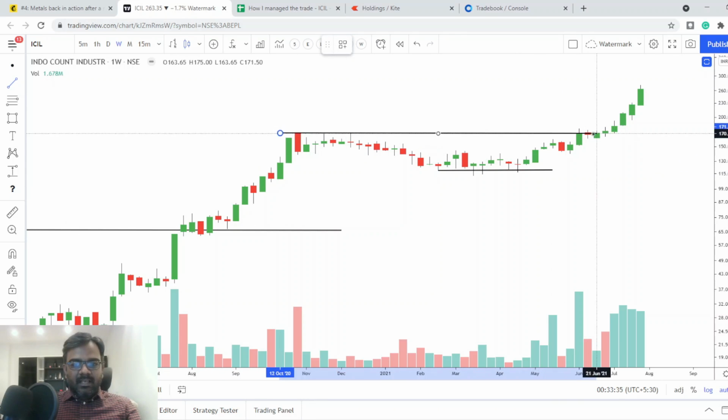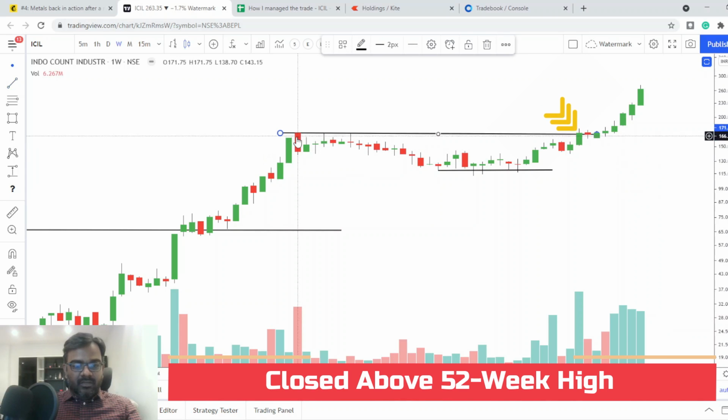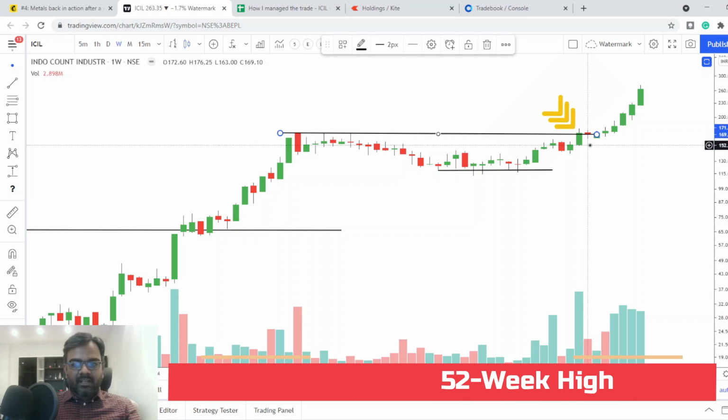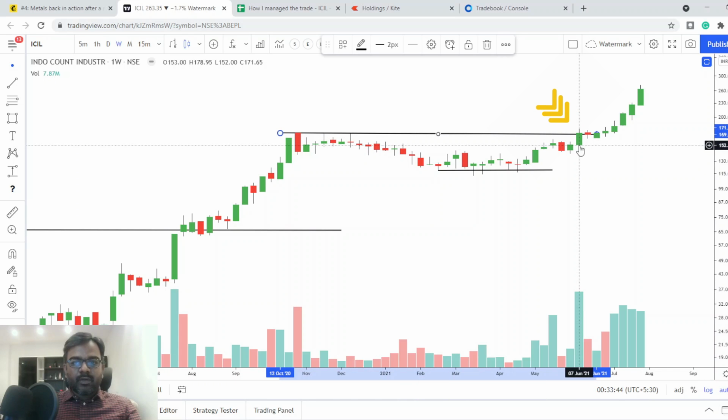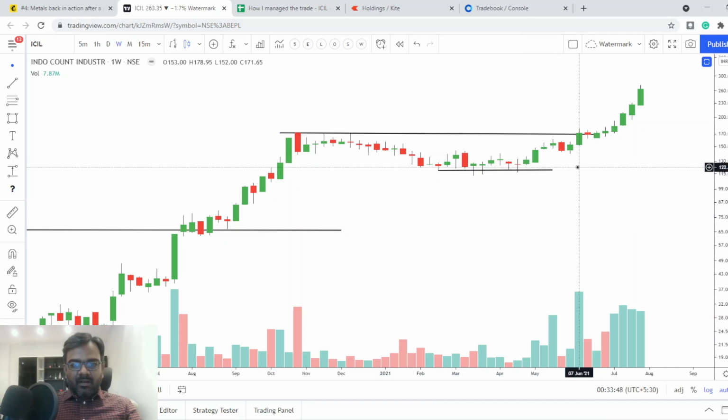So this came in our scanner this week. It was a breakout of the previous all-time high. The previous high here was 171.75, and here we closed at 170.65, and we also made a high of 178.795. Now, how did I enter the trade?